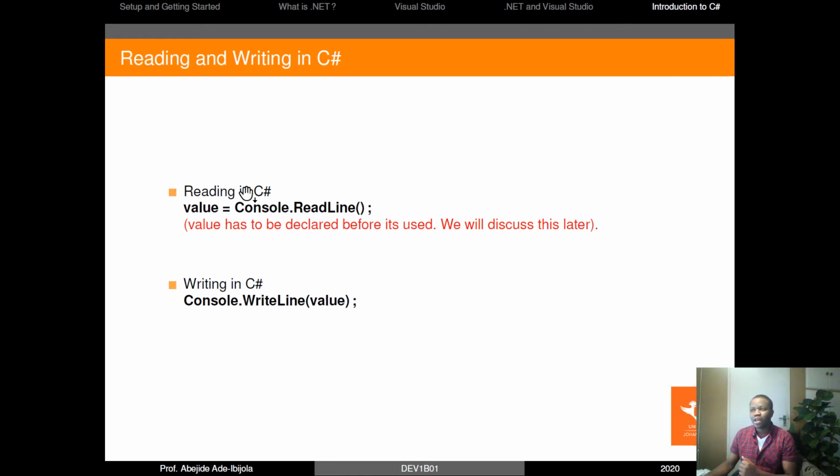So reading and writing in C Sharp. In Python, remember we had the input statement, we had print. So in C Sharp, it's called Console.ReadLine and Console.WriteLine. This you've seen in the previous video. However, this you haven't seen. So quickly, I can show you that.